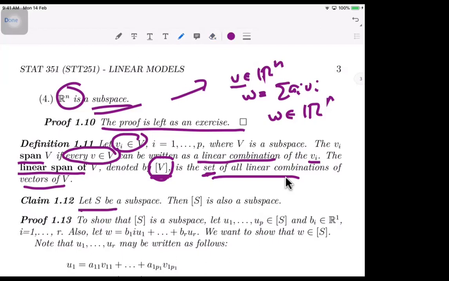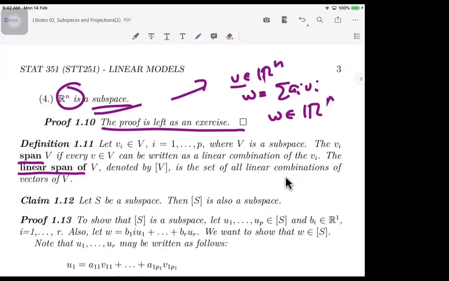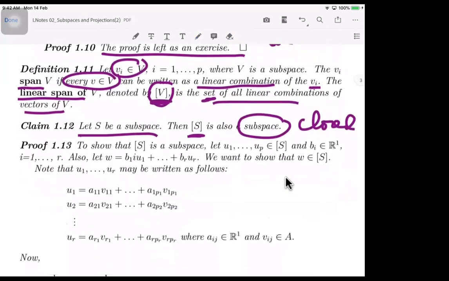Now if S is a subspace, then the linear span is also a subspace. So how do you show a subspace? Closed under the operation of linear combination. So let's prove that the linear span of V is also a subspace.